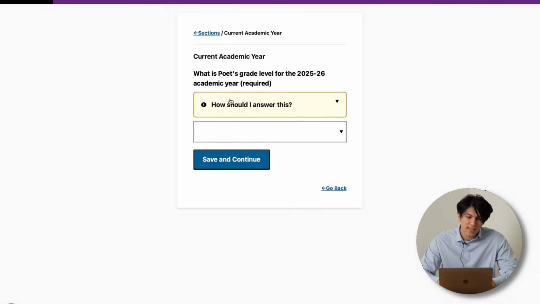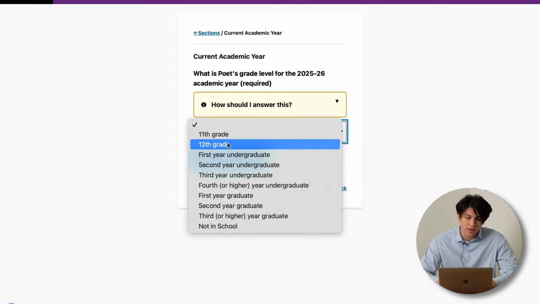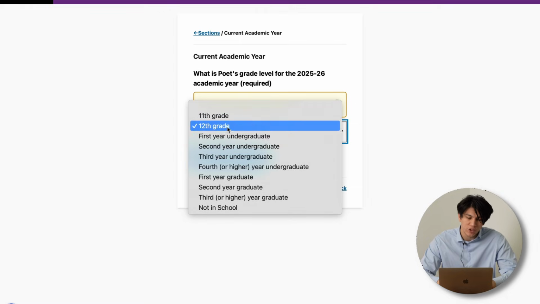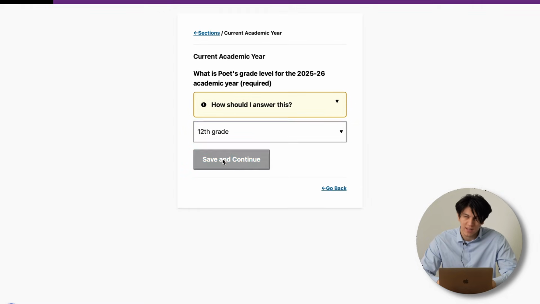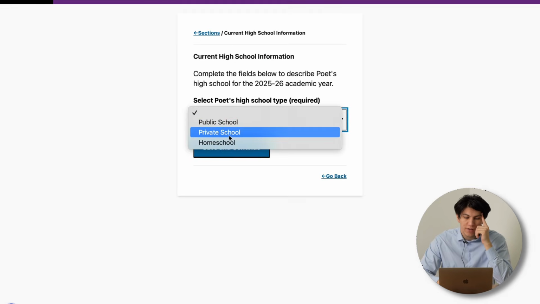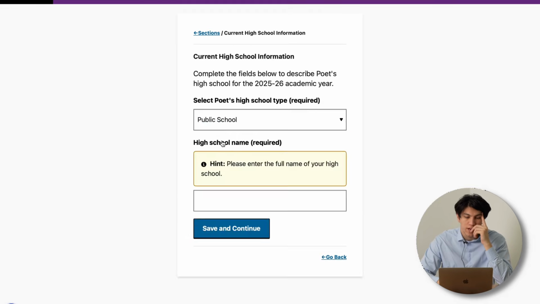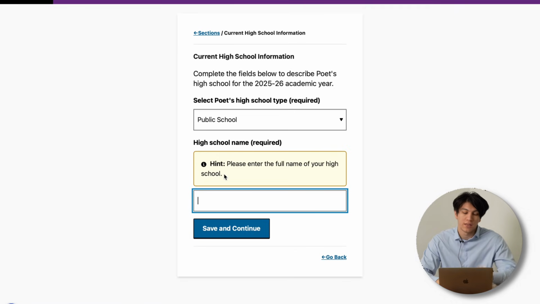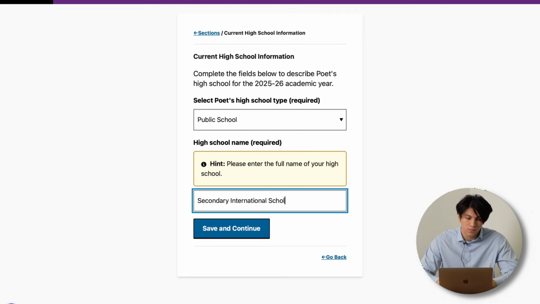Current education program. Okay, they're asking about our education level. So, let's say 12th grade, right? If you're in 11th grade, you put 12th grade. I mean, the last one. High school type: public, private, homeschool. You know what this is, right? But it should match the Common App. Let's say secondary, international school. Yes, our school is that. School.